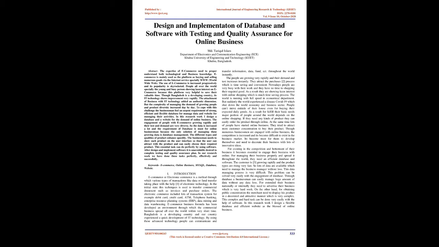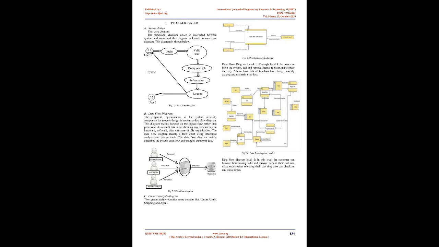Introduction. E-commerce, or electronic commerce, is a method through which various types of transactions, like data or fund transfer, take place with the help of electronic technology. In the initial state this technique was used to transfer commercial documents such as invoices and purchase orders. Electronic commerce includes lots of transaction systems, for example debit card, credit card, ATM, telephone banking, enterprise resource planning systems (ERP), data mining, and data warehousing. The e-commerce business formula has developed an environment through which commercial business spreads all over the world within a very short time.